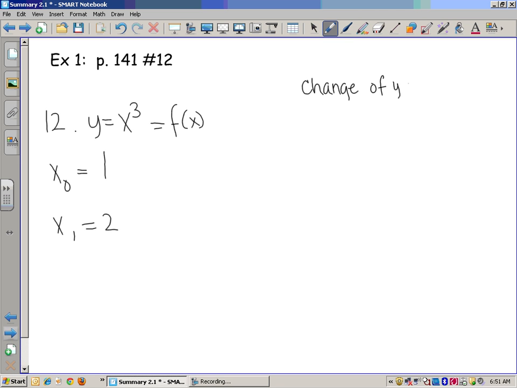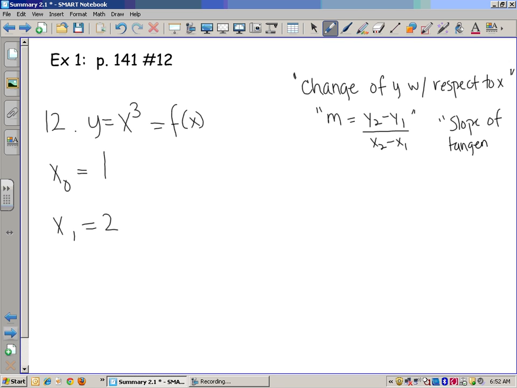Change of y with respect to x. That right there is going to become what we use as the derivative. But for right now, what they're really saying is find m, the change in y with respect to x. That's what we're really doing. This is what those words mean: slope of a tangent and/or secant line. So that's all we're doing. We're just finding the slope. It's a lot wordier, but it's not going to matter.